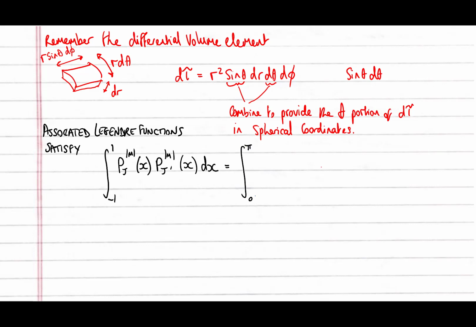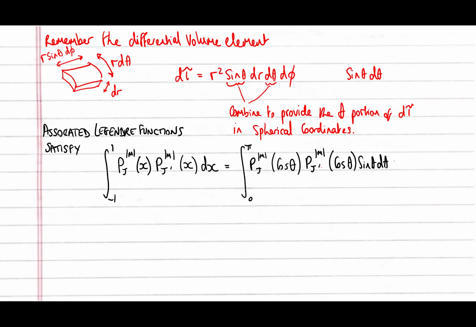So again, here we're going to rotate, so we're going to go from pi to 0. We're going to expect, therefore, the sine theta d theta term at the end, where we're incorporating that minus sign into the changed limits. So again, the goal here is just to change from the x term back to the cosine theta term.